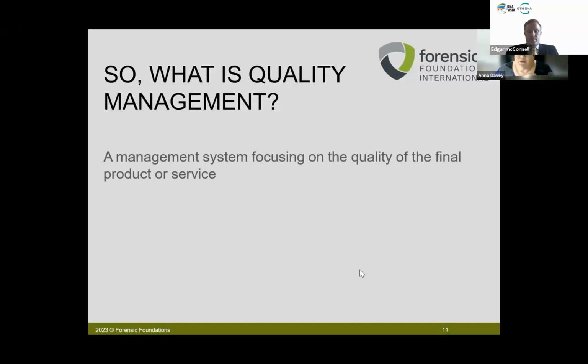So a quality management system focuses on the quality of the final product or service. So it could be a DNA profile. It could be some other form of forensic science result. It could be a food product. It could be a service that is provided to a customer. So what we're doing is looking at optimizing the quality of the final product.